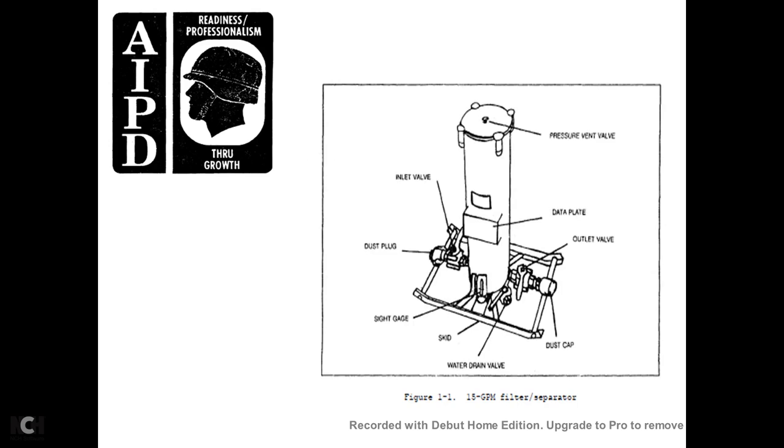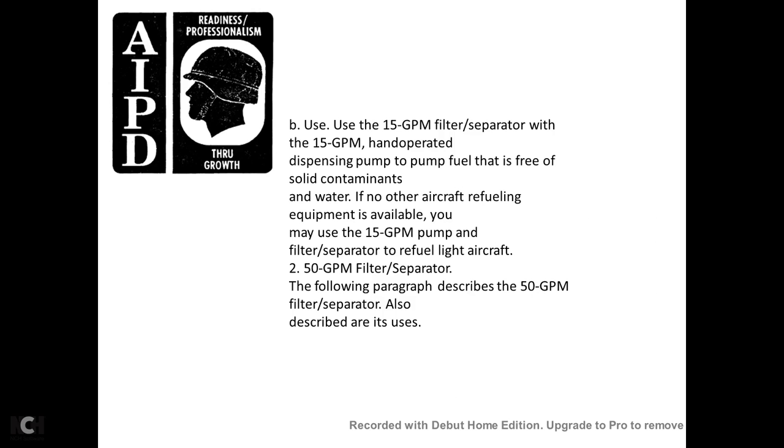Your 15 gallon per minute filter separator shows the pressure vent valve, the data plate, the outlet valve, the dust cap, the water drain valve, the skid, the sight gauge, the dusting plug, and the inlet valve. Using the 15 gallon per minute filter separator: the 15 gallon per minute hand operated dispensing pump delivers fuel free of solid contamination and water. If no other aircraft refueling equipment is available, the 15 gallon per minute filter separator is used to refuel light aircraft. The following paragraph describes the 50 gallon per minute filter separator and its uses.